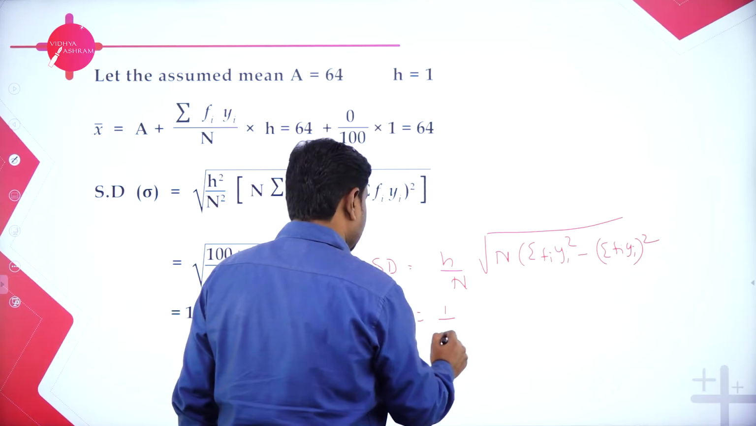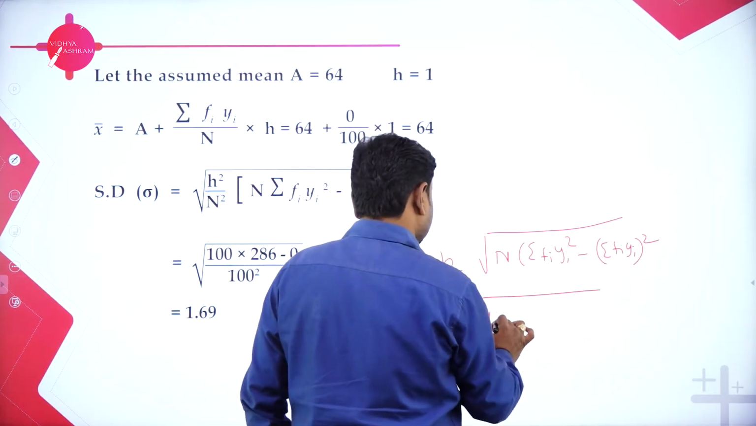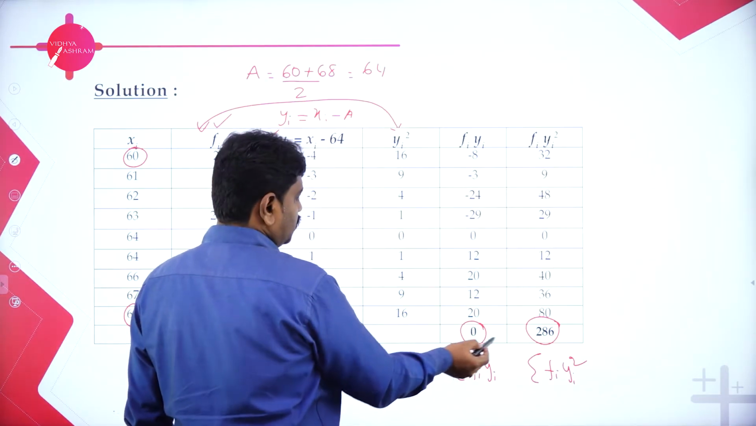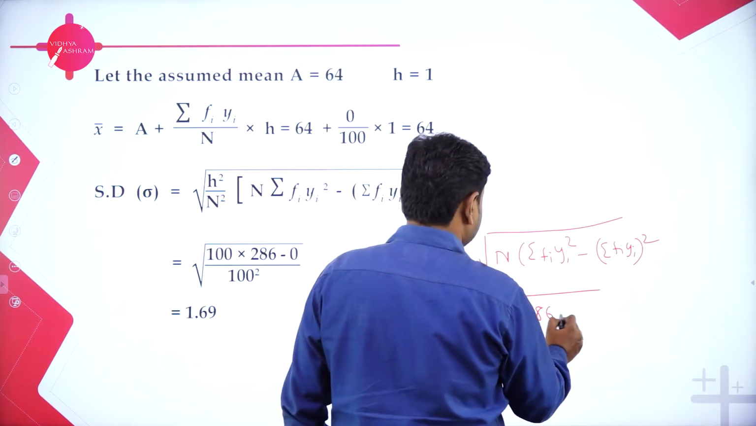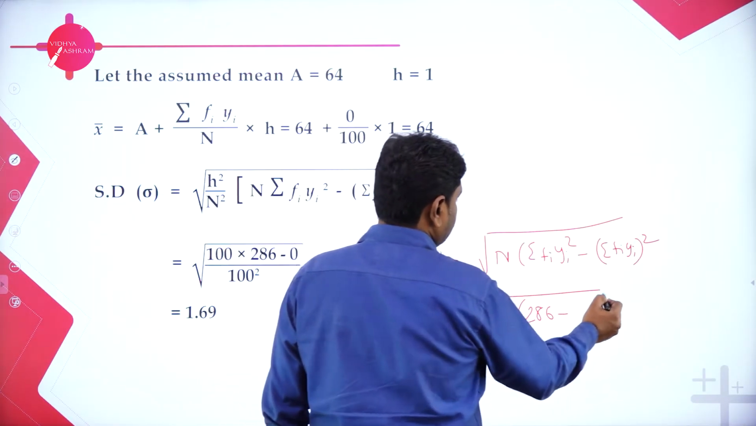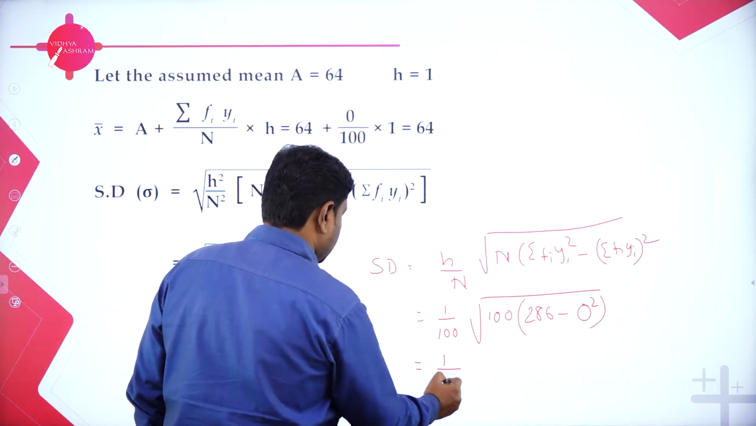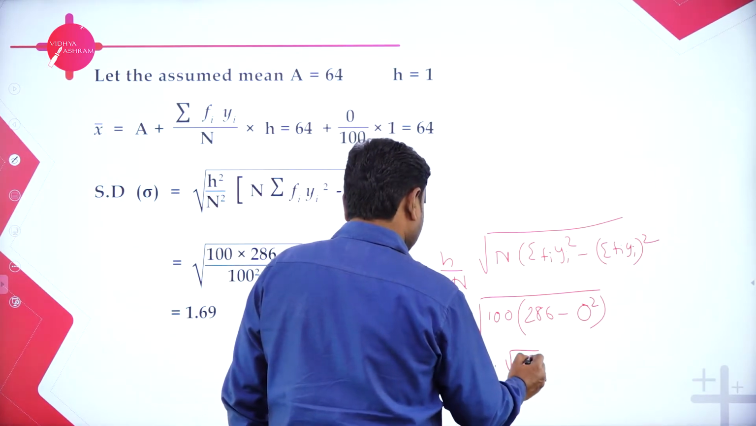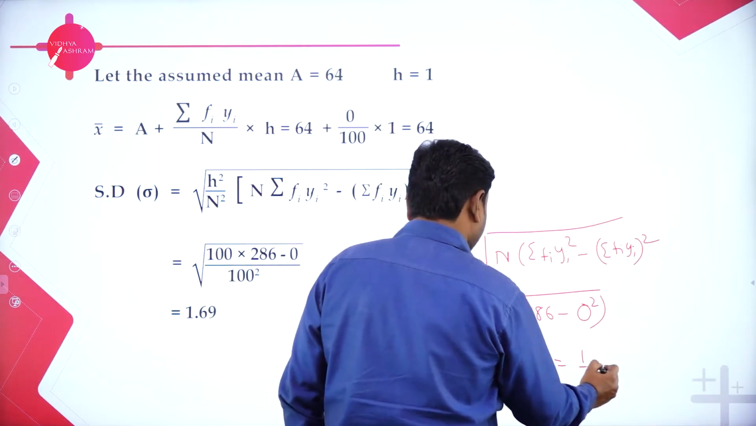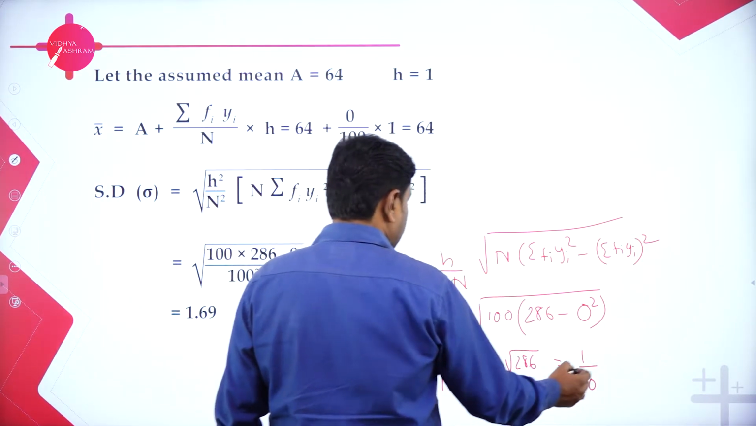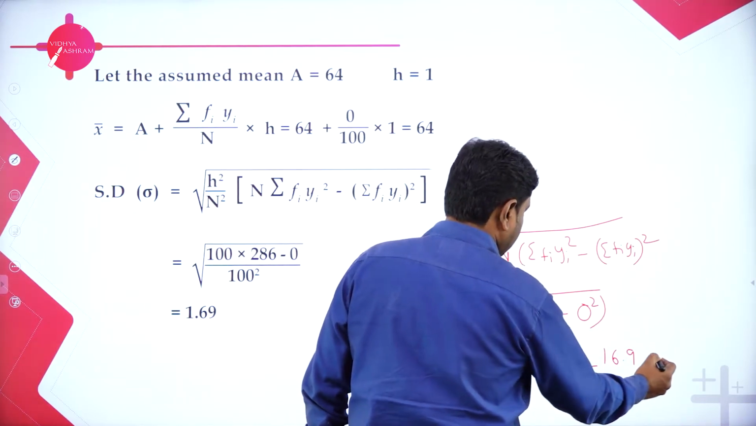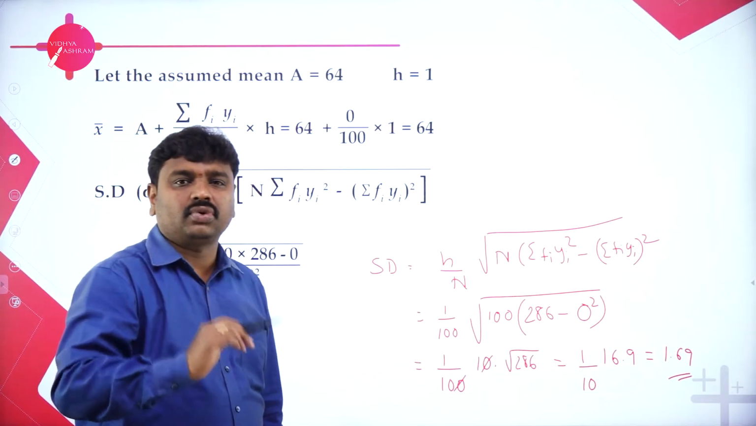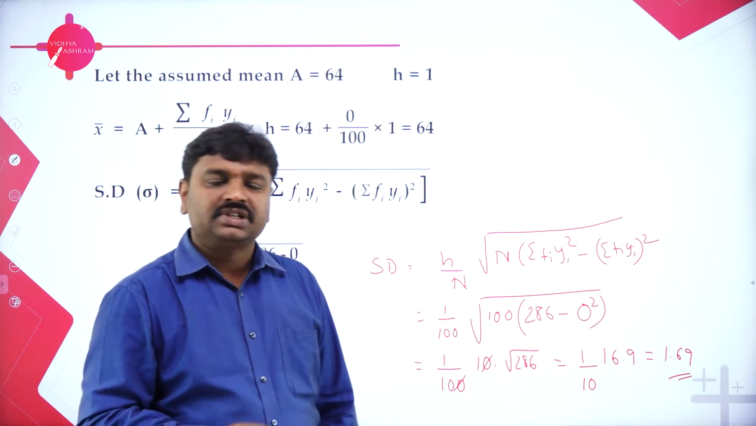Substitute h is class size 1, n is 100, root of, again this is 100 into sigma fi yi square, that is in the table 286, minus 0, sigma fi yi is 0, 0 square. So 1 by 100, all of you know root of 100 gives you 10 and root 286 you will have. So 0, 0 cancels, you are left with 1 by 10 into root of 286, which gives you 16.9. You can use a calculator. 16.9 by 10 becomes 1.69. So these are the calculations. Now I hope all of you got how to calculate standard deviation by the shortcut method.